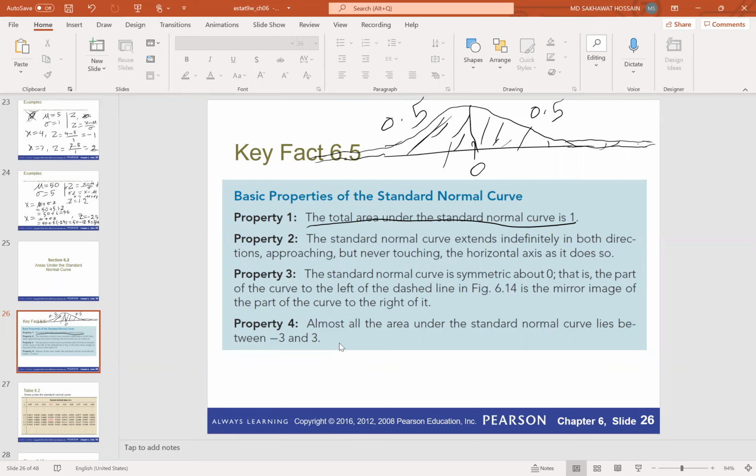Property 4 is almost all the area under the standard normal curve lies between -3 and 3. Though there is some area outside, it is very negligible, a very small area. Most of the area, about 99.97%, will be between -3 and 3. So these are the basic properties of the standard normal distribution.